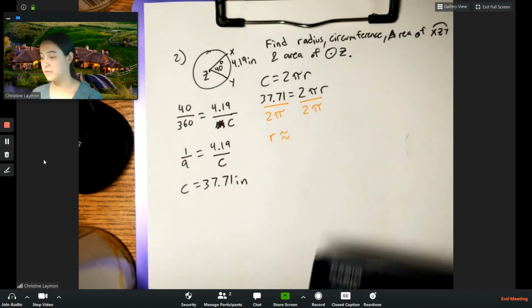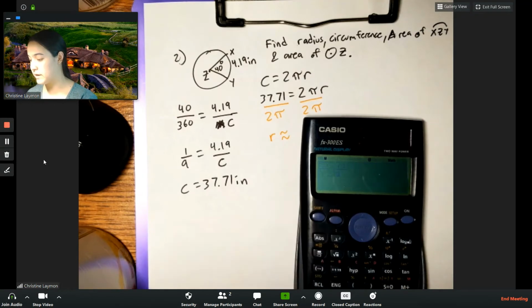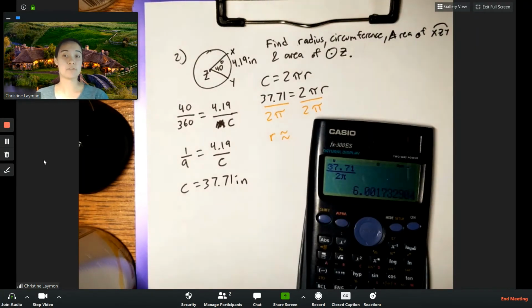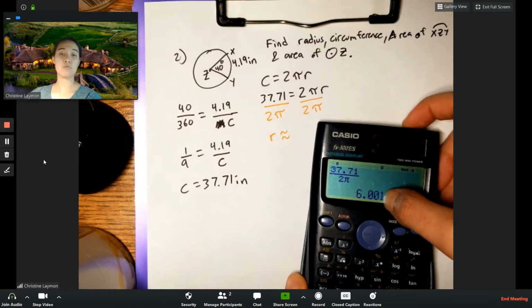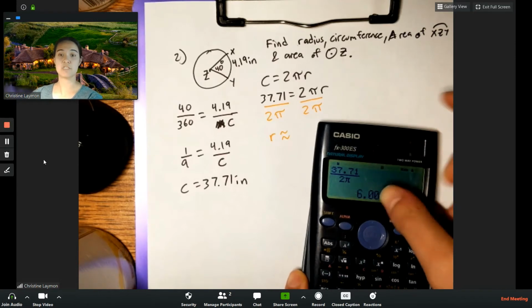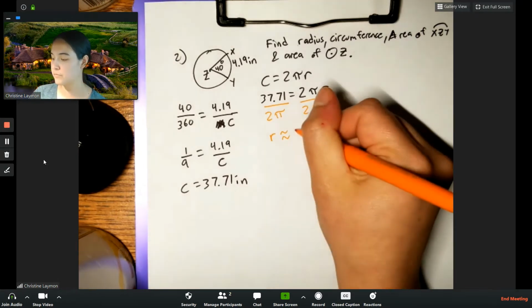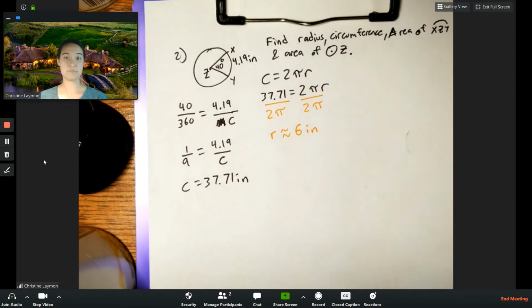So 37.71 over 2 pi, and that's very close to the value 6. Notice that the third decimal place, the thousandths, is a 1. That's so far out, we're just going to round this to 6. 6.001 is just going to become 6 for our purposes. So r is approximately 6 inches.